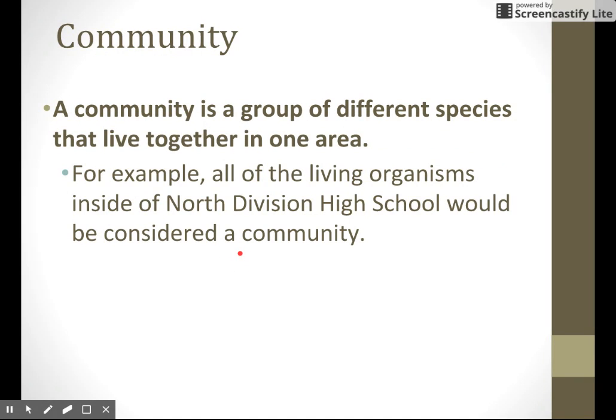Now, at the community level, we have a larger view. The community is a group of different species that live together in one area. So any living organism inside of North Division High School could be considered a community. This could be any type of bugs that could be living, say, in the ceilings, the microbes that are living on your skin and on the places that you touch, or things that are found in the water that are living, to the different humans. If we ever have any animals that come through, they would be a part of the area. And the grass outside right around the school could also be involved within this community as well.